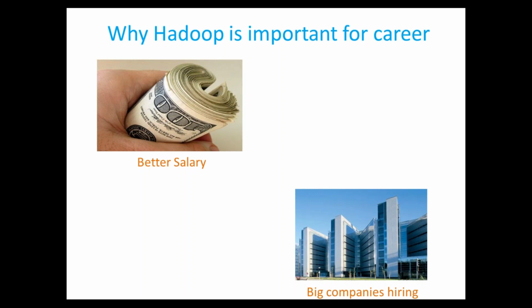Let me talk about Yahoo. Yahoo had set up a Hadoop cluster of 4,000 machines. And what they are doing is scanning the Yahoo mails to find out which one is a genuine mail and which one is a spam mail. Ultimately, they have some data and they are analyzing it.